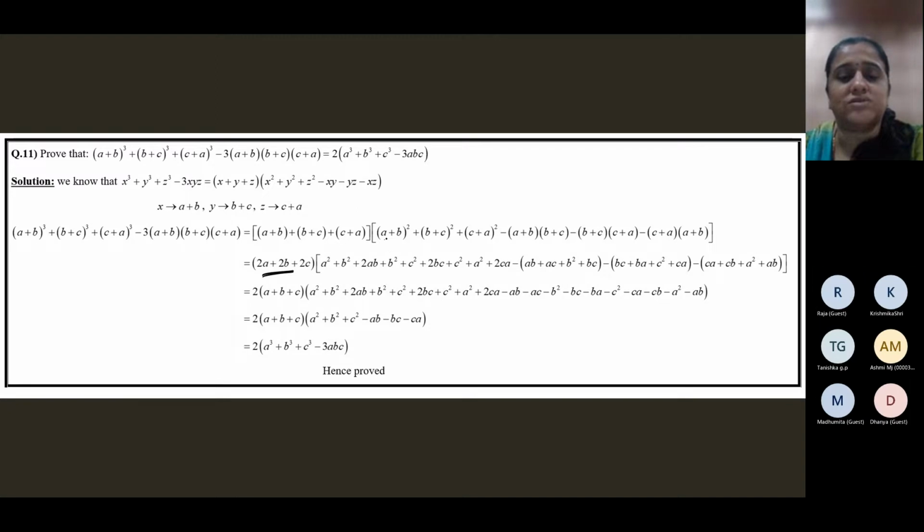And then expand all this: a plus b the whole square, b plus c the whole square, c plus a the whole square. Expand all that. This is a plus b the whole square, this is b plus c the whole square, this is c plus a the whole square. Then here multiplying.